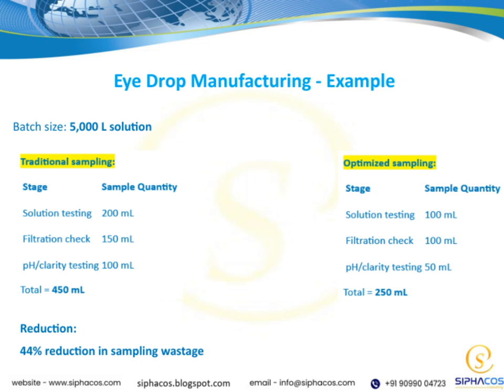As an example, let's look at eye drop manufacturing. It's a great illustration because even with small, sensitive products like eye drops, these reductions in wastage and optimized batch sizes can make a big difference in cost and quality. Overall, these improvements emphasize how streamlining processes directly impacts both efficiency and product quality, which is crucial in our industry.